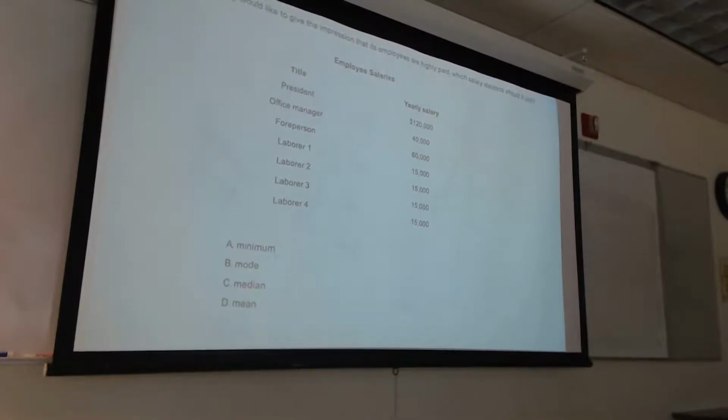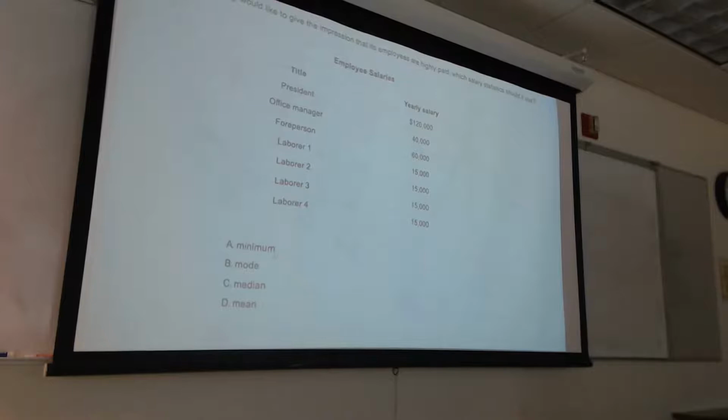15,000. What's the median? Even if they're not in order, if you just switch the 40 and the 60, the median's going to be somewhere in between. Oh wait, is the median 15? Oh, the median is also 15. And the minimum is also 15. So you're probably safe to say it's going to be the mean without even calculating it, especially because they said they want to give the impression their employees are highly paid.